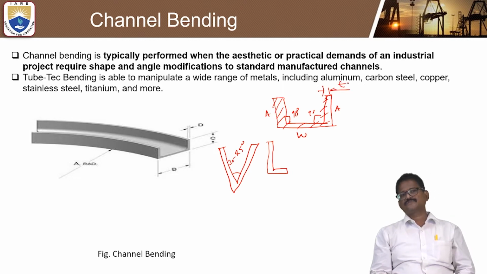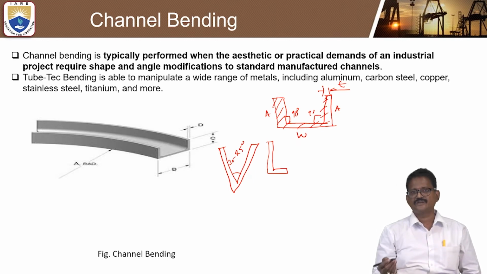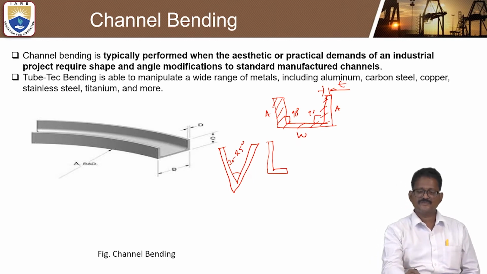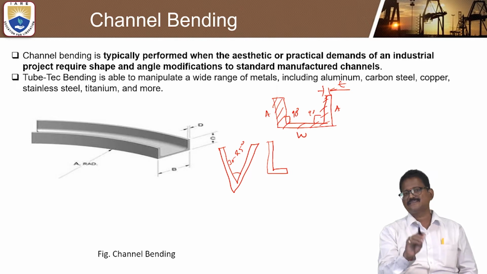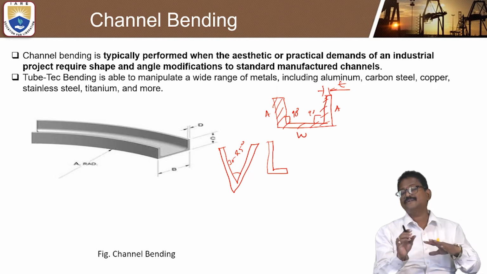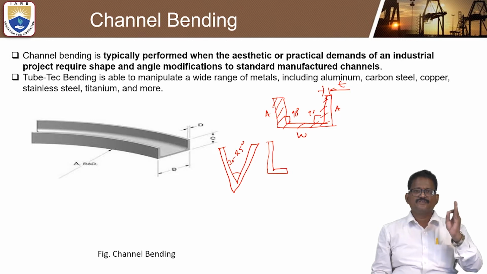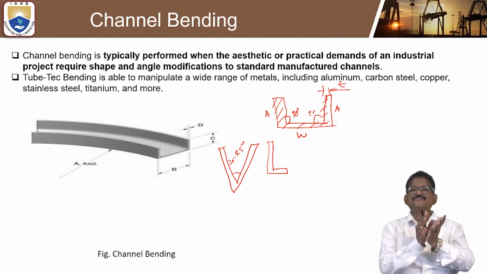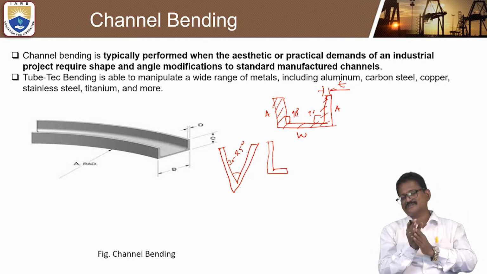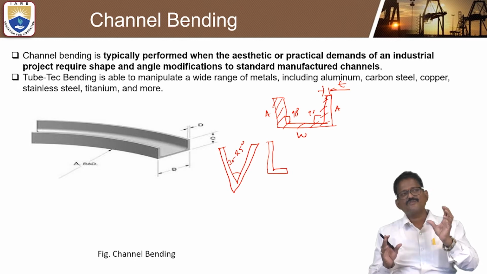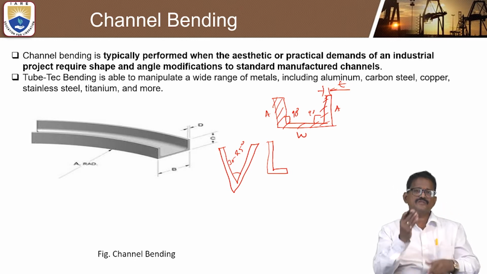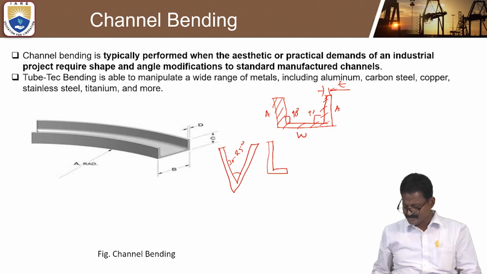Okay, all these parameters are widely considered, and whenever the radius is formed, either the inner radius or the thickness, some constant factor is to be added. So this is what the channel bending is about. Channel bending is mainly performed when the aesthetic or practical demands of the project require it. If the customer requires some aesthetic appearance, obviously you can perform this type of bending.